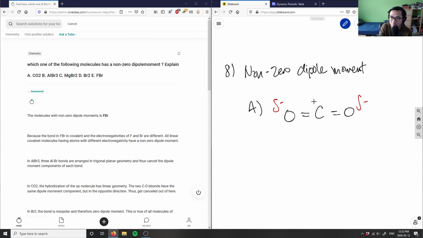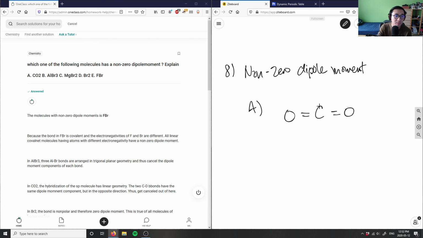This here would be a partial positive because, again, I have these lone pairs here, right? I have 1, 2, 3, 4, 1, 2, 3, 4. And again, you're going to see that these dipole moments are going to cancel out, right? This vector and this vector are going to cancel out. So therefore, this here is a non-polar molecule. So I actually have no dipole moment here.